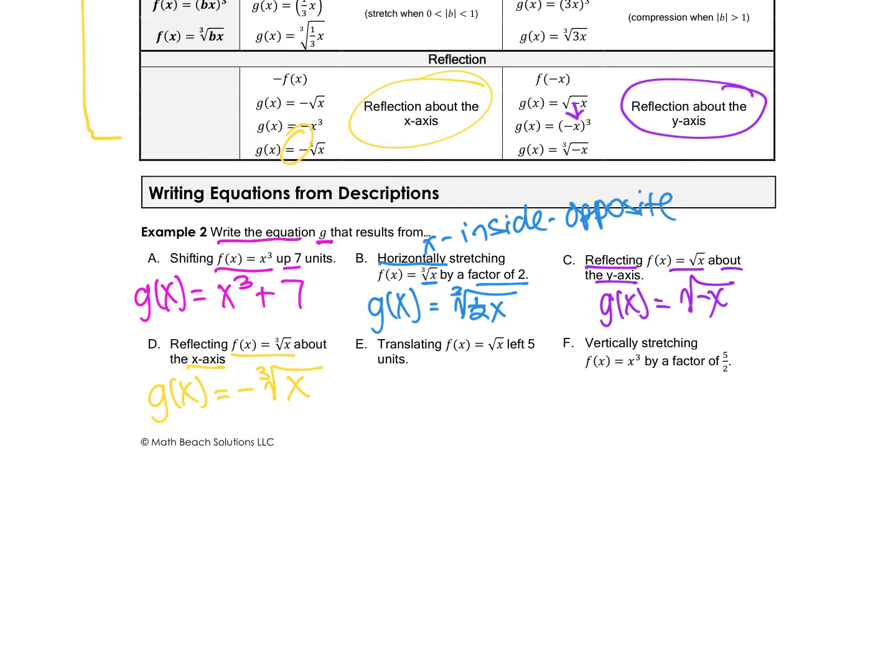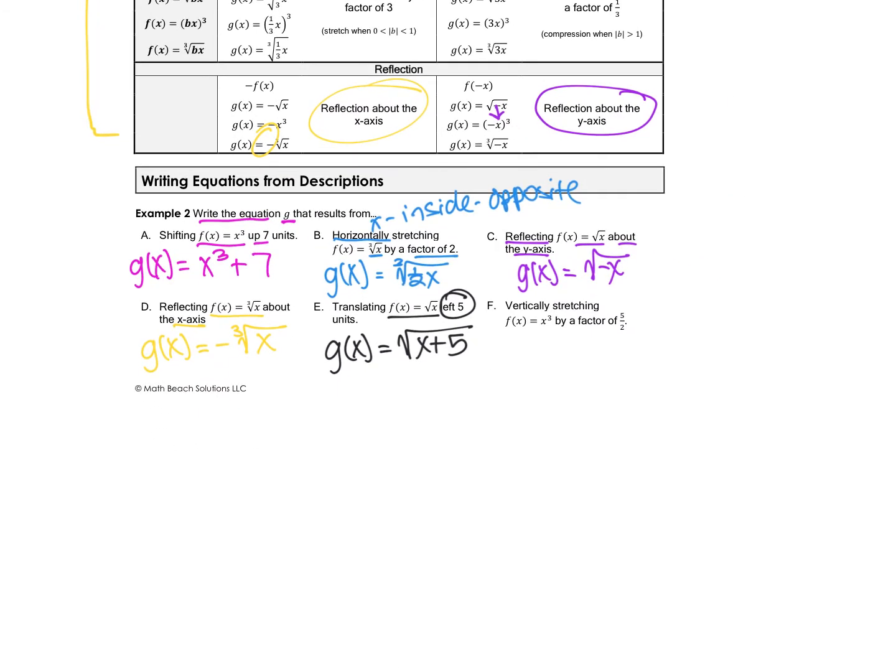Okay, so this next one, we have f of x equals square root of x. We're going left 5, so anytime we're doing a horizontal shift, that's on the inside, and it's always the opposite. So in the inside, you would think minus 5 because it's going left, but really you're going to be doing the opposite, and you're going to be adding 5. Okay, and then this last one, vertically stretching, that's always on the outside vertical, and it's whatever you see there. So we're going to do a vertical stretch by 5/2. So g of x equals 5/2 x cubed.